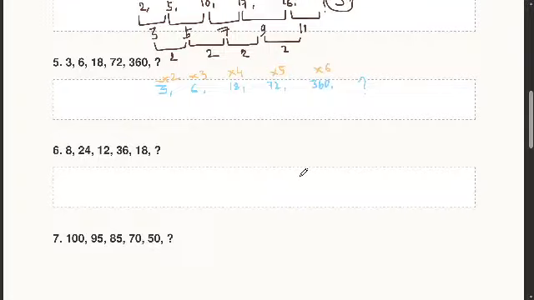Multiplied by 6. Just check. Is it satisfying? 3 times 2, that is 6. 6 times 3, that is 18. 18 times 4, that is 72. 72 times 5, that is 360. Okay, it is satisfying. Now 360 times 6, that is 2160. So this is the correct answer.